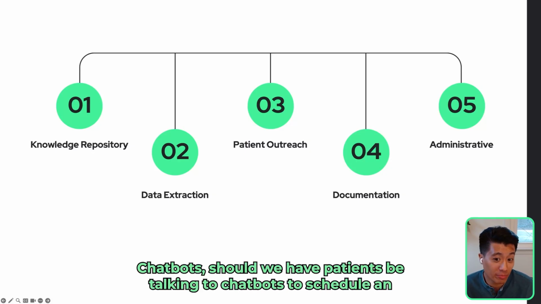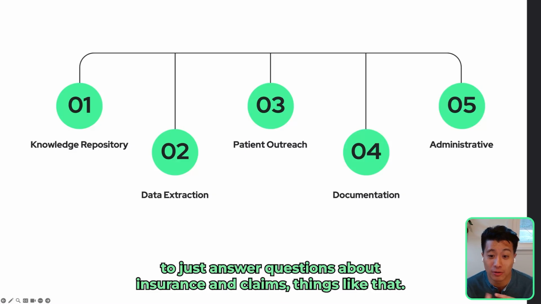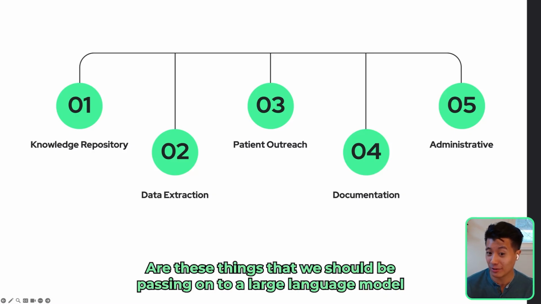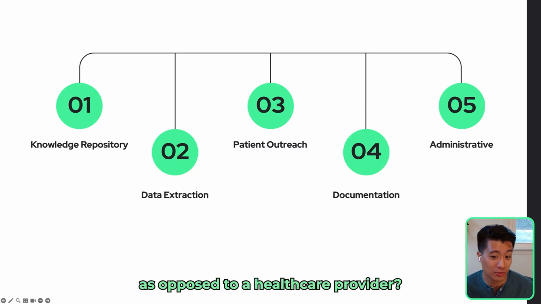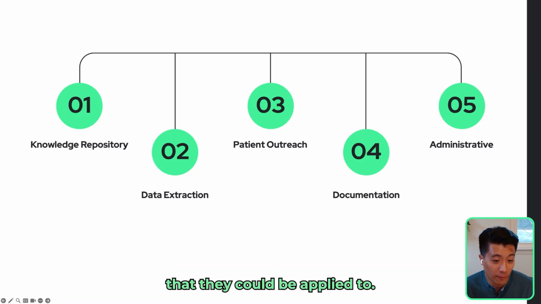Patient outreach is another interesting one. Chatbots. Should we have patients be talking to chatbots to schedule an appointment, to triage them to see how serious their issue is? Perhaps to just answer questions about insurance and claims, things like that. Do they have questions about their medication and how to take it? Are these things that we should be passing on to a large language model as opposed to a healthcare provider? Questions we're still in the process of answering, but things that they could be applied to.